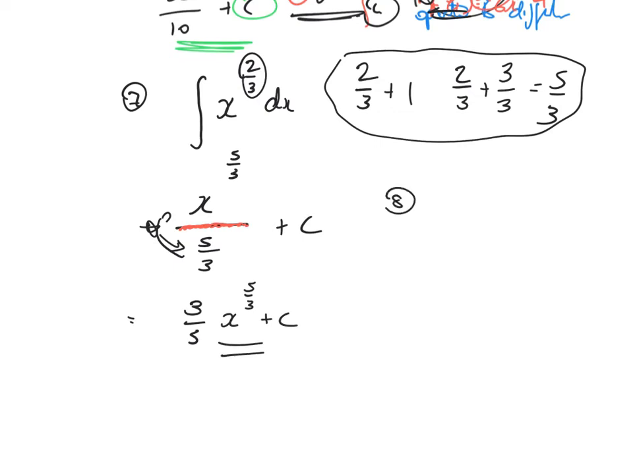Okay, example 8. We're going to integrate g to the 1/4. Okay, add 1 to the power, so I've got a quarter of pizza.